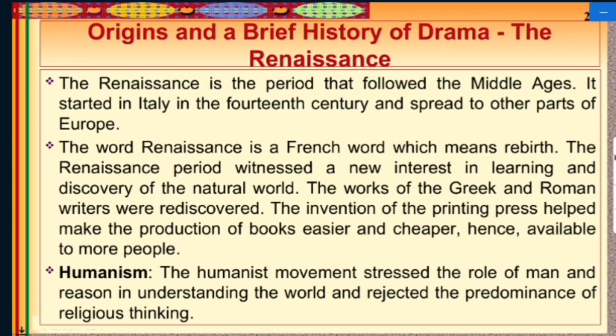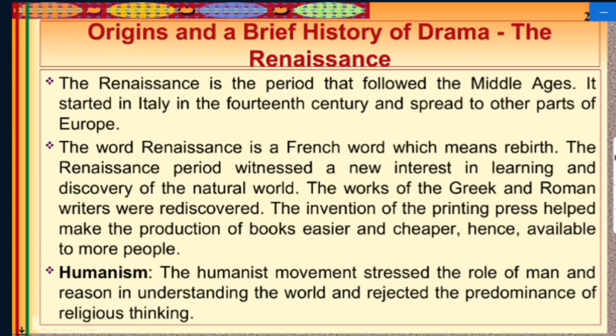Then comes a period which is called the Renaissance period. So Renaissance actually means the rebirth of drama. The Renaissance is the period that followed the Middle Ages. It started in Italy in the 14th century and spread to other parts of Europe. The word Renaissance is a French word which means rebirth.